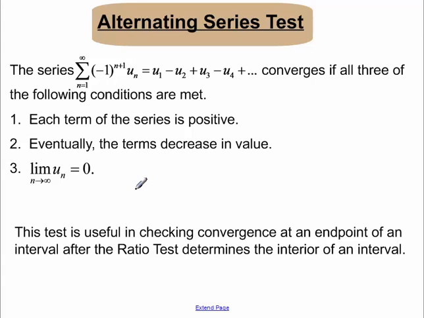And this test is going to be useful when we check for convergence of an endpoint. So first we're going to use the ratio test to determine what the actual interval is, and then we're going to be using this a lot of times to determine whether or not the endpoints are included in our interval of convergence.